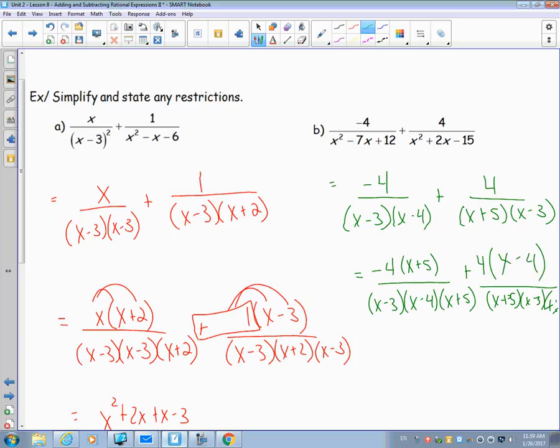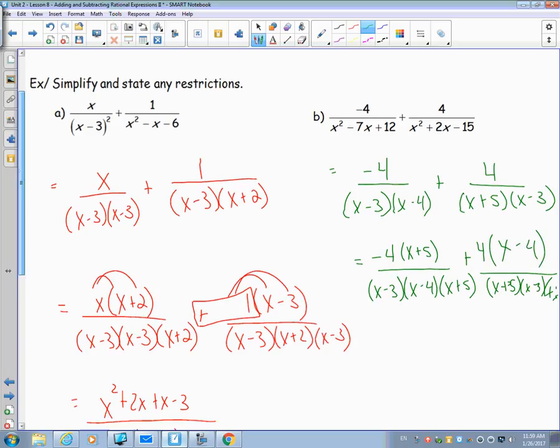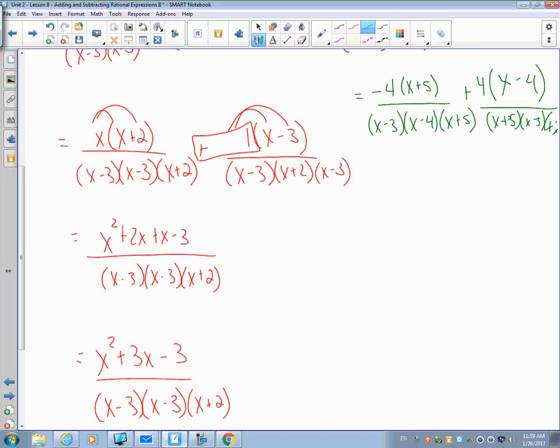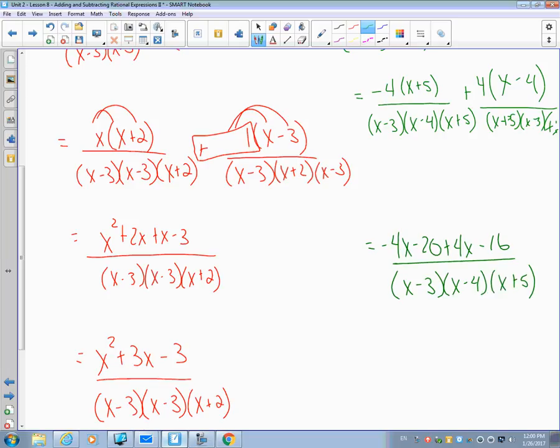X minus 4. Okay, and now to expand. So on the top, we'll get negative 4x minus 20 plus 4x minus 16 all over x minus 3, x minus 4, x plus 5. We collect them up, and we'll get negative 36 over x minus 3, x minus 4, and x plus 5. And restrictions 3, 4, and negative 5. And we're done. Okay.